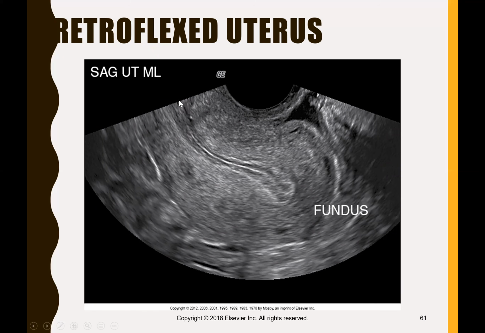This is a retroflexed uterus. Again, the cervix is going to be on the left side of the screen and the fundus is going to be on the right side of the screen. So it's just flipped. But you can still evaluate it really nicely with transvaginal ultrasound.